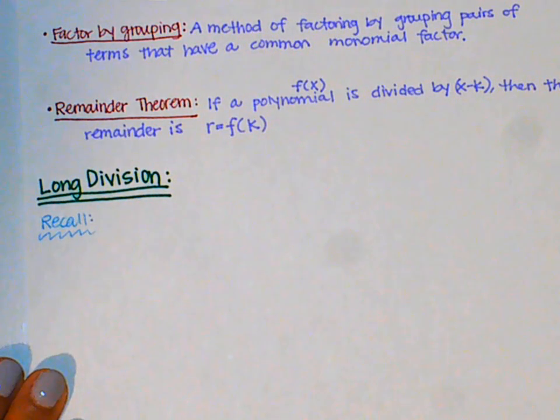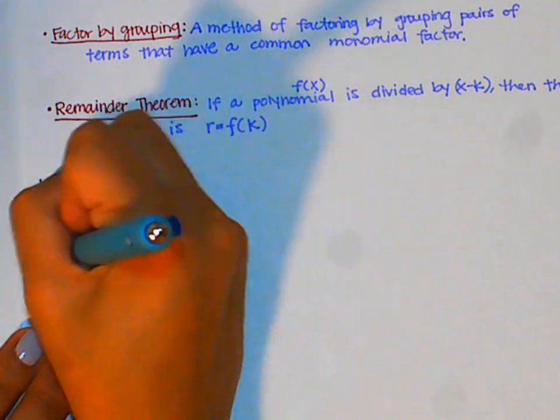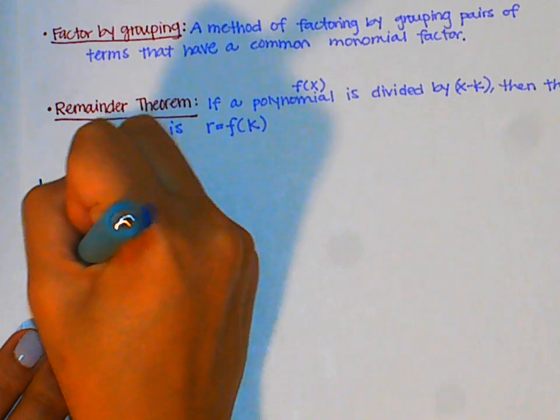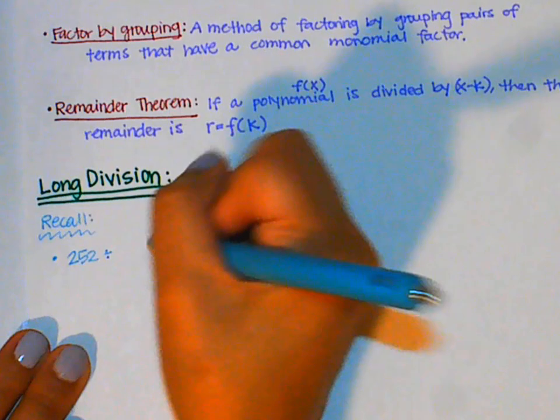Let's take, let's say, 252 divided by 7.